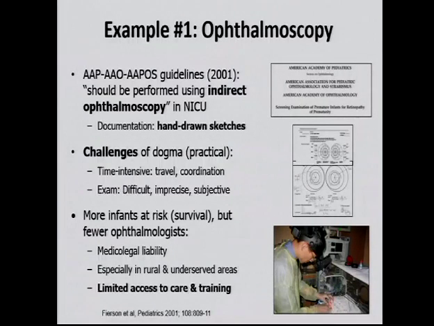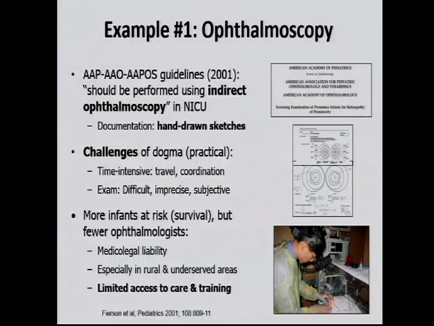So what are the challenges of this? From a practical perspective, it's really time-intensive. You have to travel to the NICU and coordinate with their staff about which babies to examine. It takes half a day to do a typical set of exams. The exams themselves are really difficult. They're very imprecise and subjective, and I'll talk more about that.